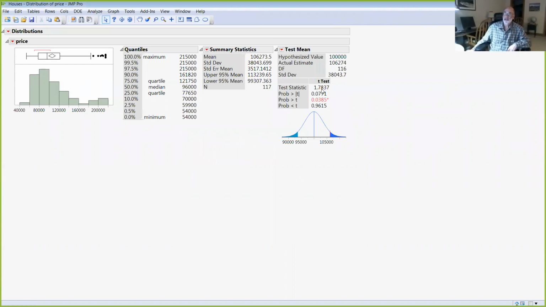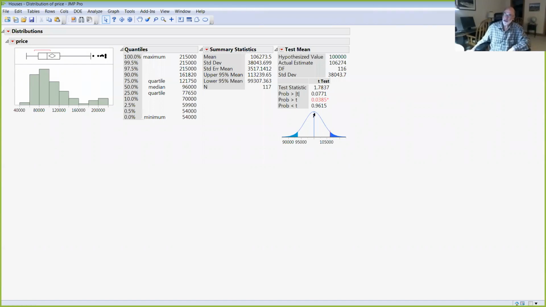This test statistic is constructed by basically saying how far away from the hypothesized mean is the mean that we found, which is $6,273.50 above the hypothesized mean. But how far is that above the hypothesized mean measured in standard errors, standard deviations associated with the sampling distribution? Well, since the standard error of the mean is 3517, this difference of 6273.5 turns out to be 1.7837 standard deviations above the mean. That's what that red line in this picture is indicating.